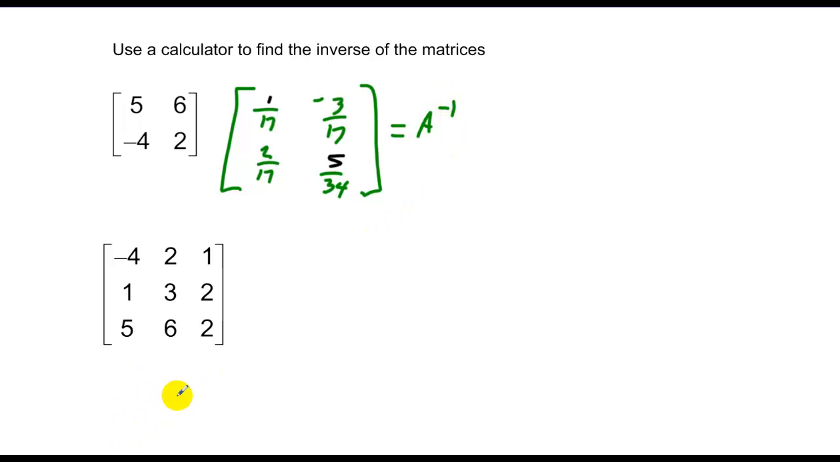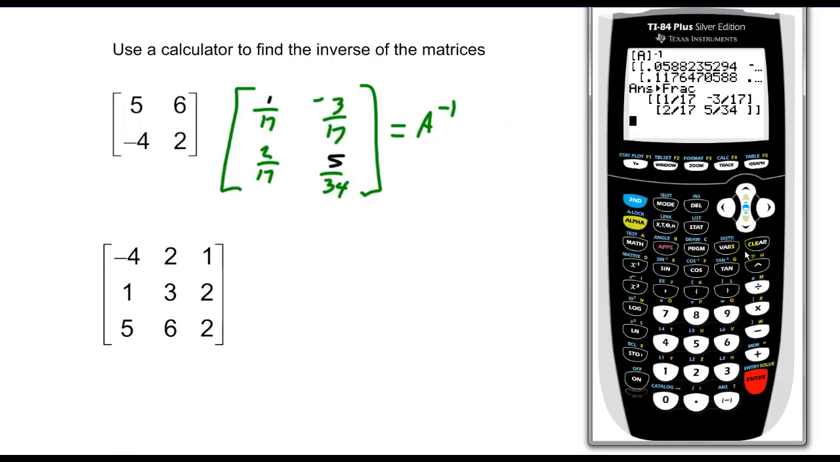I can do the same for a 3 by 3. Let's go through the process. I'm going to clear all this off my home screen. I'm going to hit matrix again. I'm going to move over to edit. I'm going to edit matrix 1, or matrix A. It's a 2 by 2. I want to make it a 3 by 3, so I go 3, enter 3, and notice it turns a 2 by 2 to a 3 by 3.